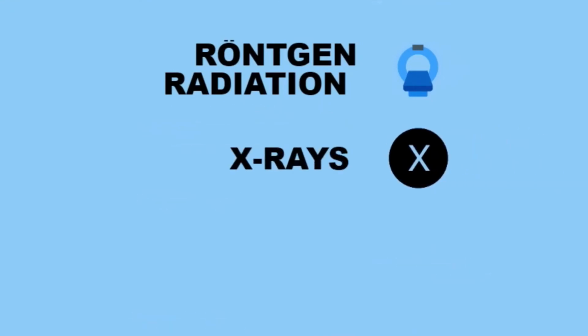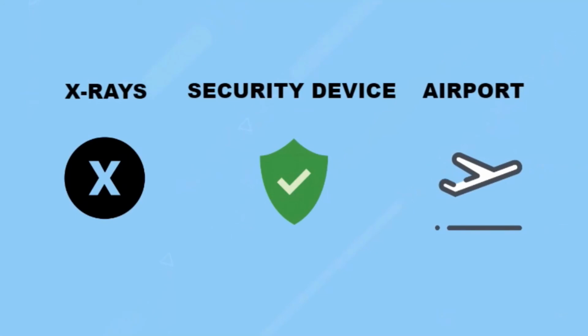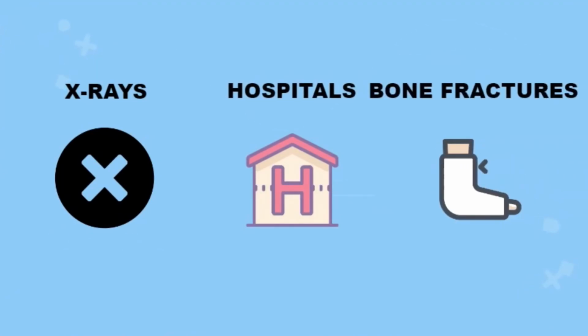First of all, there is Röntgen radiation, also known as X-rays. They are high-frequency and ionizing electromagnetic rays. X-rays are used as a security device at the airport. Travelers' luggage is checked in this way. X-rays are of course also used in hospitals. Bone fractures can be demonstrated with this type of radiation.